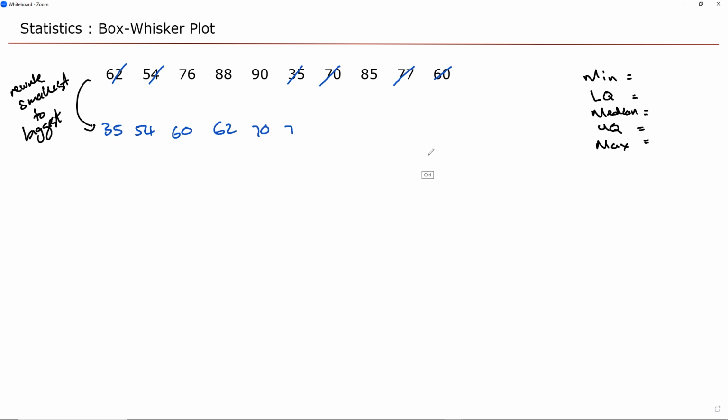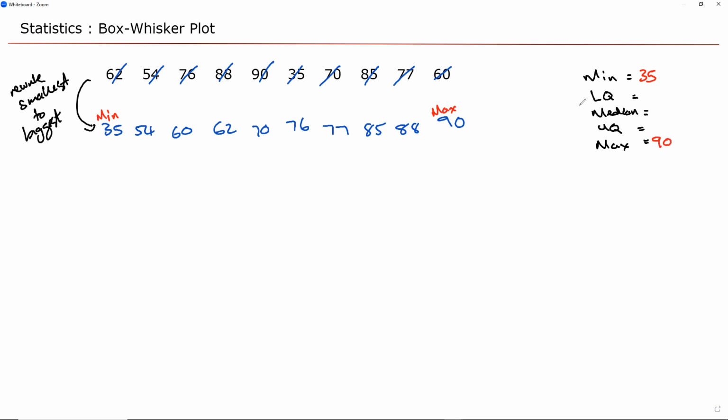I made a mistake there. It should be 76, and then 77, and then 85, 88, and then 90. All right, immediately I can identify my minimum and my maximum from here. My minimum is my smallest value, my maximum is my largest value. So that's going to be 35, and that's going to be 90.